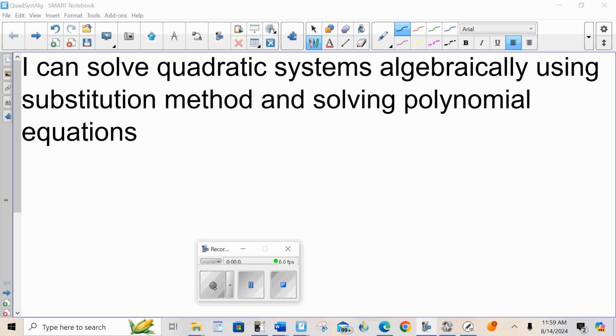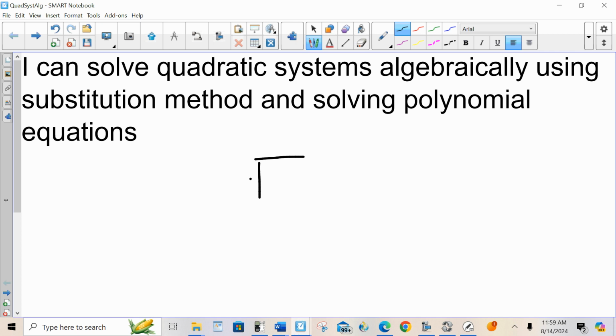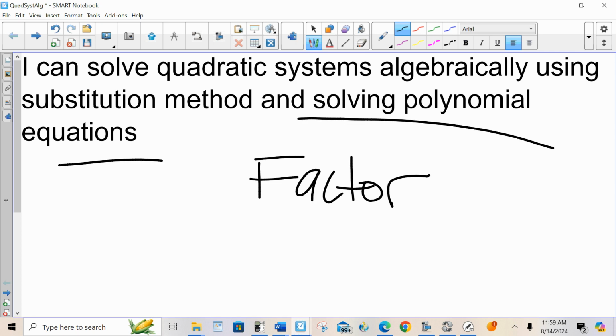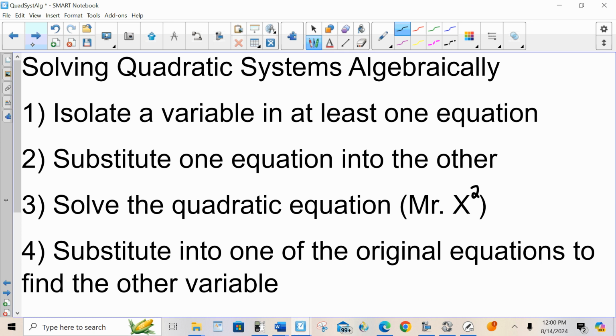Hello, everybody. Another very important lesson, although this one's not going to be too long. I can solve quadratic systems algebraically using substitution method and solving polynomial equations. If you can't solve polynomial equations, you can't do this lesson. And if you can't factor, you can't solve polynomial equations. So to be successful in this lesson, you must be able to factor and you must be able to solve polynomial equations.